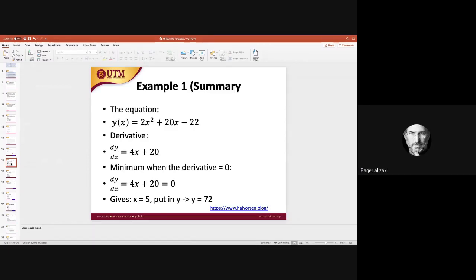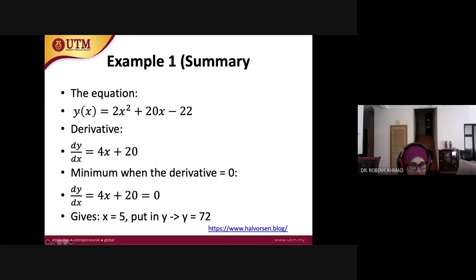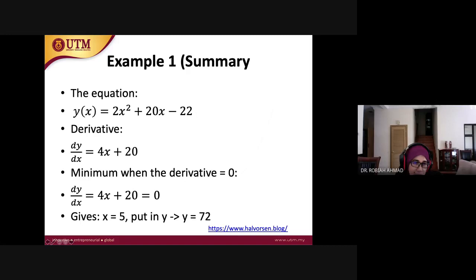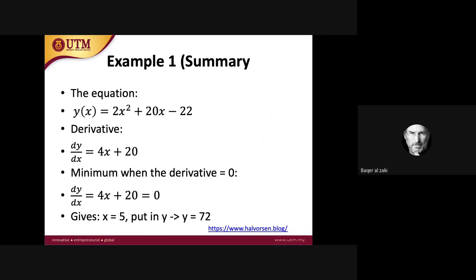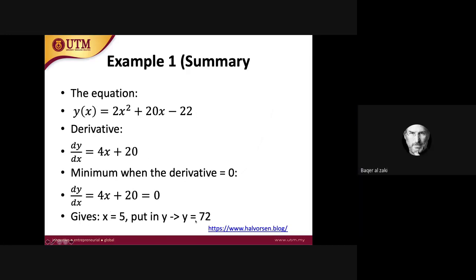Okay, now this is what happened in this equation. Traditionally, in mathematics, in calculus, this is what you do. If you have an equation and you want to find the minimum point, you find the derivative. When you find the derivative for this equation, it will be 4x plus 20, and then this is the answer, minus 72.